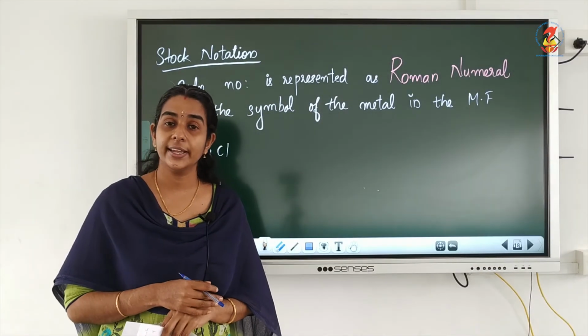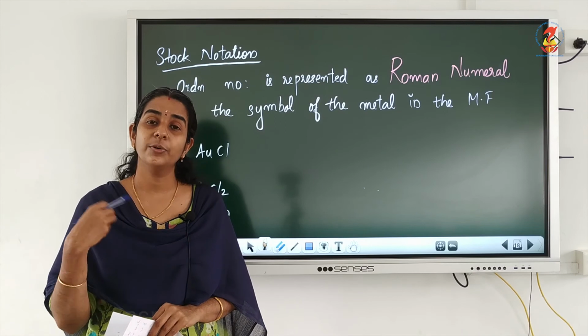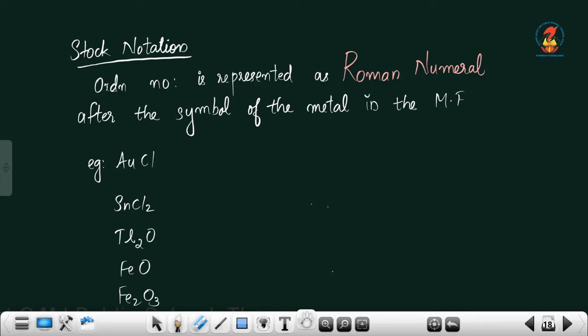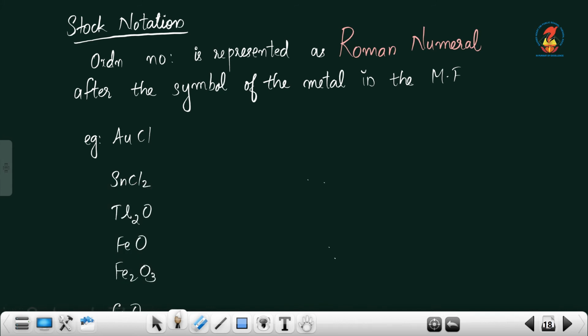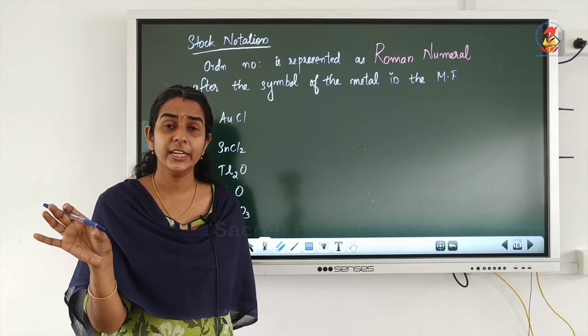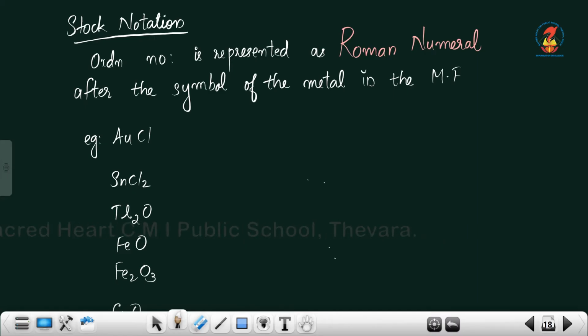So this is about how to assign the oxidation state of each element or each atom present in the given compound, whether it is a neutral species or a complex ion or radical. Now next we have stock notation. In stock notation, the oxidation number is represented as Roman numerals after the symbol of the metal in the molecular formula. So we write the molecular formula itself, and after the symbol of the metal, we write its oxidation state as Roman numerals inside single brackets. That is the way of representing stock notation. A few examples are given here.